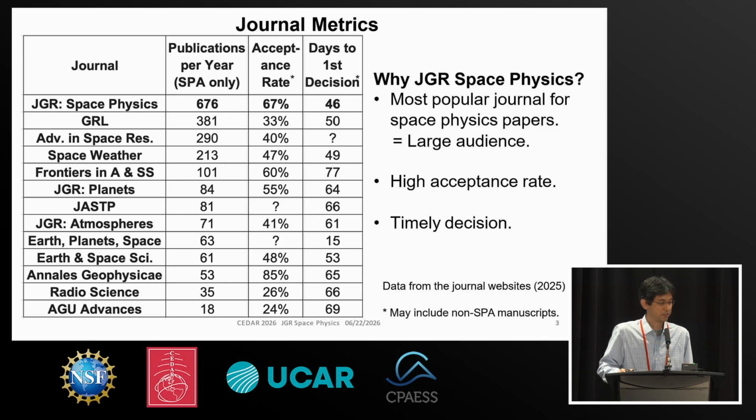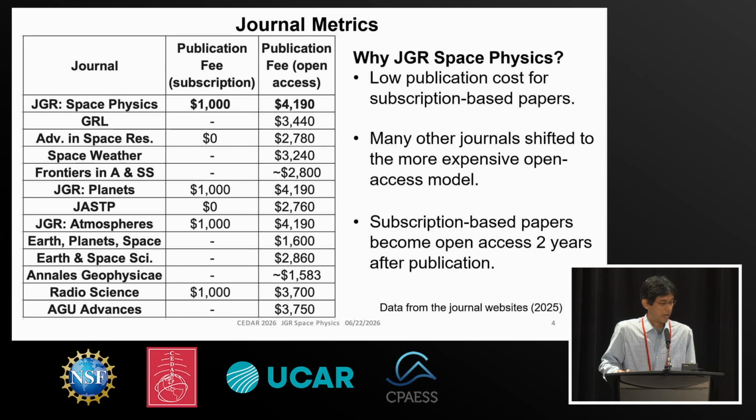It's really interesting that sometimes it's faster than GRL, so full papers can be reviewed very quickly. So those are the good benefits for authors. And the other metric to think about is the publication fee. Many journals have shifted to the open access model, so that's really driving the costs up for publication. That's a problem for authors.